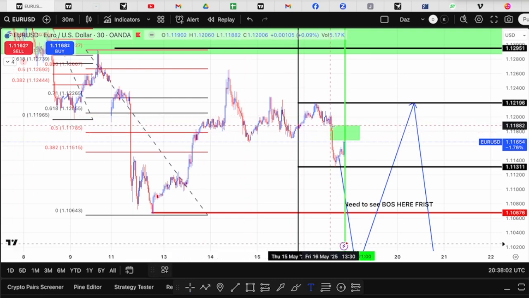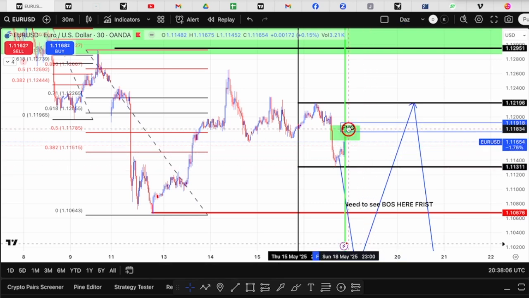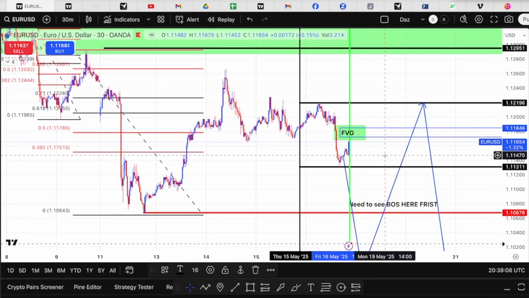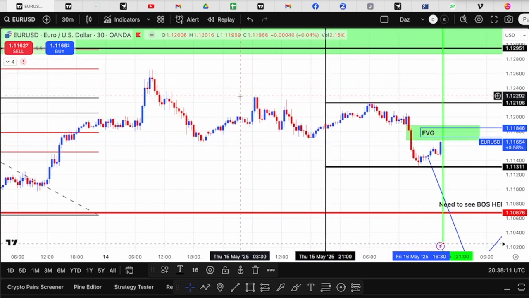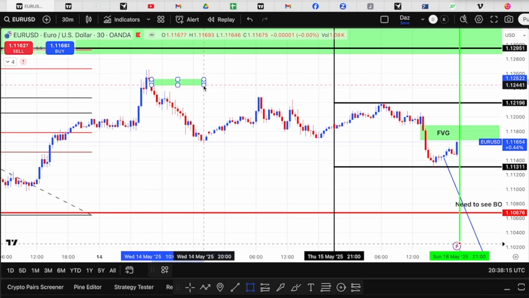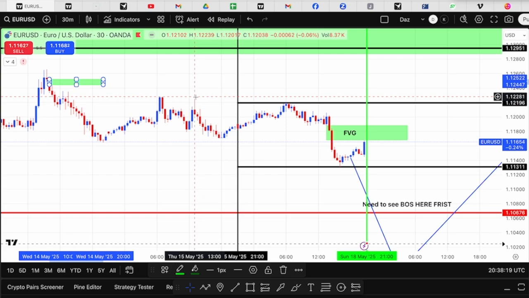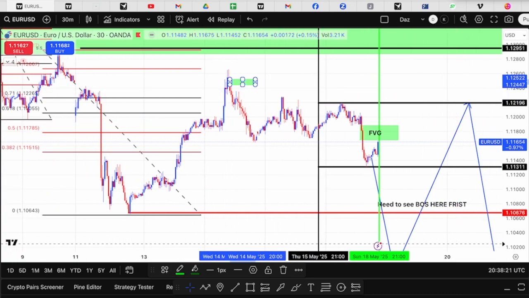Here's a fair value gap that I marked earlier. Fair value gap, yeah, that's a 30 minute fair value gap, okay. So all we do is mark all them. Now we've got some little fair value gaps up here, okay, and you've probably got some liquidity up here as well. You've got that's been filled there. So basically just do that.